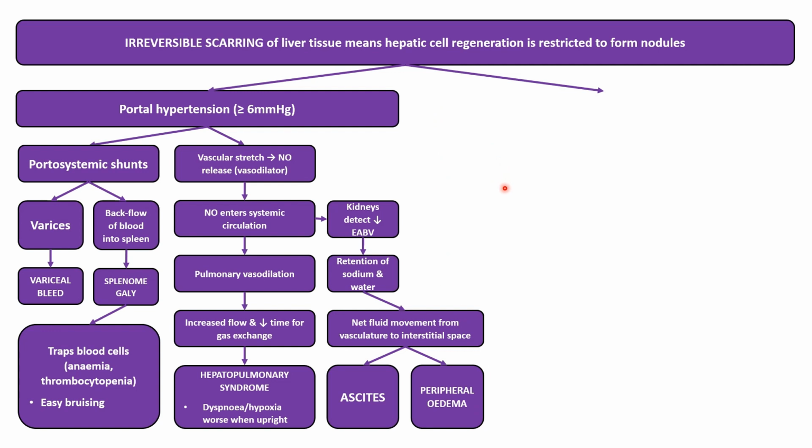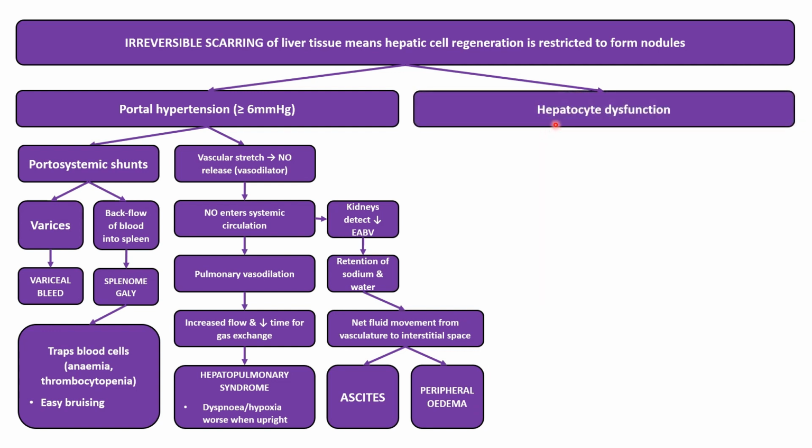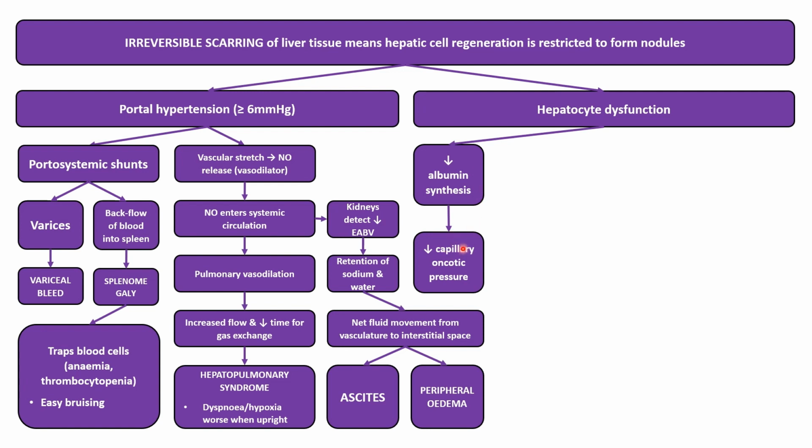And this can also be potentiated by another process due to liver insufficiency, which we're going to mention in a second. So we can also have hepatocyte, or liver cell, dysfunction, which results in decreased albumin synthesis. Albumin is a protein important for maintaining oncotic pressure within postcapillary venules, so that fluid returns into the circulation and doesn't remain in the tissue. Because there's decreased albumin synthesis, there's a decrease in capillary oncotic pressure, and therefore more net fluid movement from the vasculature into the interstitial space, further contributing to the ascites and the peripheral edema.